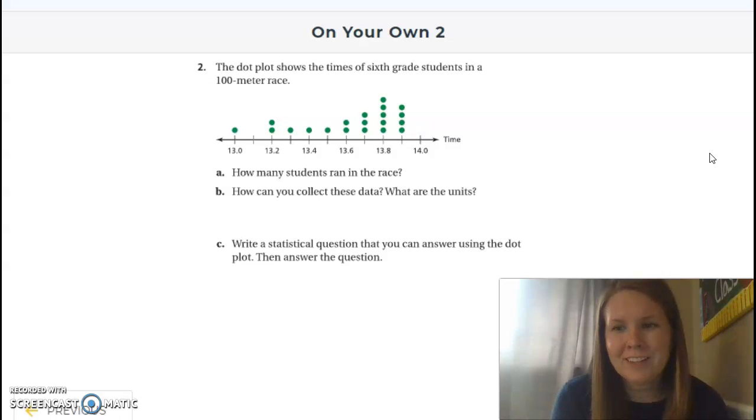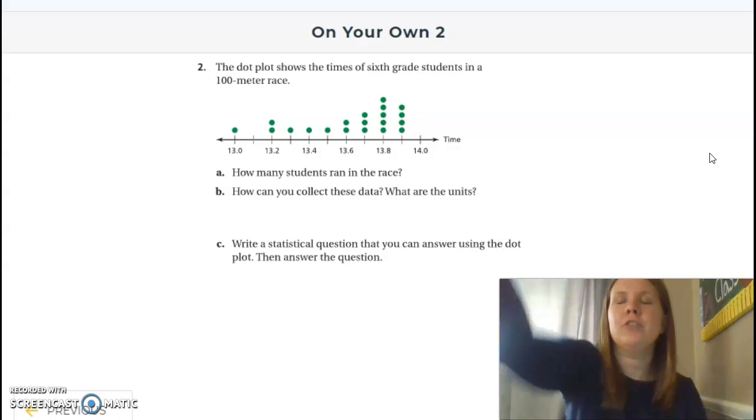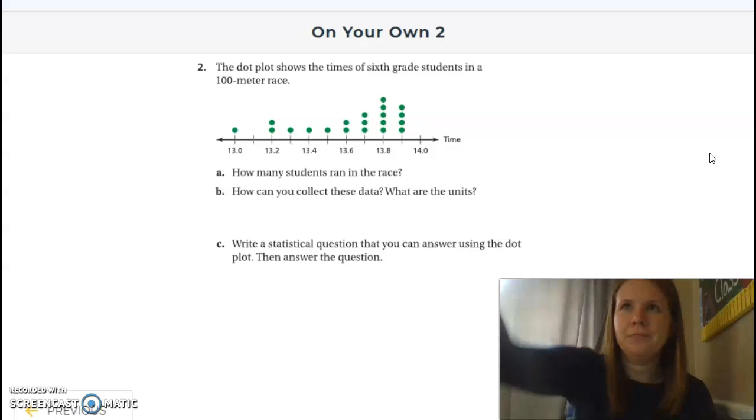Make sure you are still listening for your code word. Code word for this lesson is spoon. Okay, I was just drinking tea and there was a spoon.